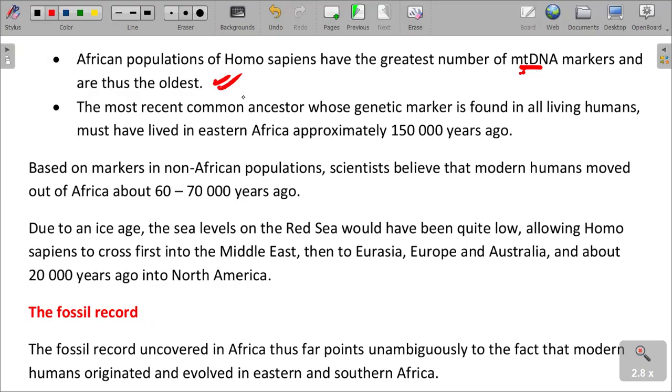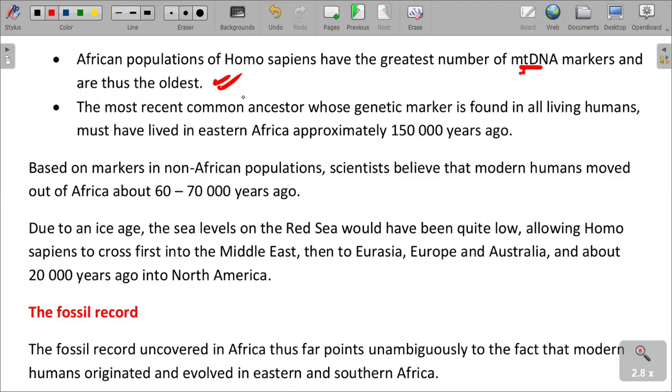The African population, the modern human beings on earth today, we are able to understand that the oldest mitochondrial DNA markers are found in African people, in the African population. Hence, it can explain that that is where it started. The oldest means what? The earliest. Therefore, that is where life begins.